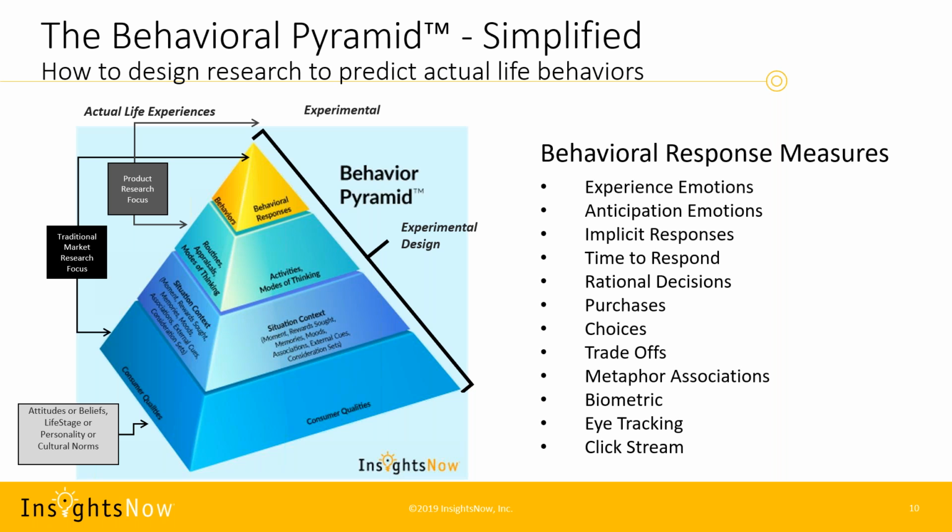So looking at behavioral responses, there's lots of different types of response measures that we can drop at the top. We can talk about emotions, we can talk about implicit, we can talk about just time to respond, rational decisions, purchase choices, trade-offs, metaphors. You can do eye tracking, you can do clickstream monitoring of people's behaviors. Lots and lots of different types of behavioral responses. All could be potentially very valuable in understanding or monitoring people's behavior, and could develop into a KPI that helps you predict market success.